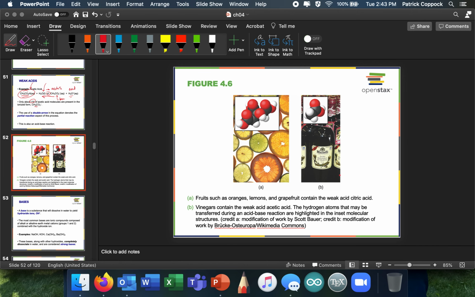So here are some examples of acids that are found in nature. We have vinegar, which looks like that, and that's the acetic acid. So vinegar is about 5% acetic acid. So here's a bottle of vinegar, and here's your acetic acid. Here's citric acid, which shows up in oranges and limes and so on.